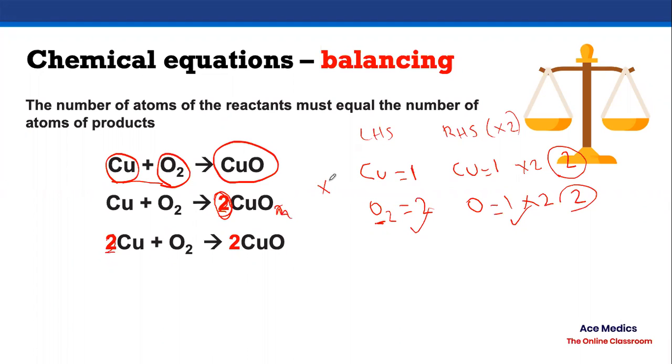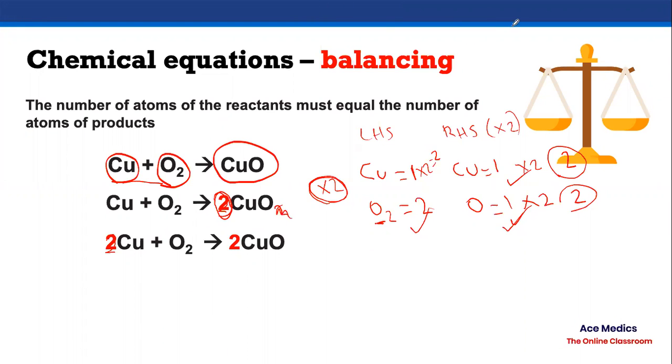If you put a big 2 in front of the copper, remember, when you put a big 2 at the start of a compound, you're timesing it, okay? So now we have 2 copper. We times that by 2. So now we have 2 copper and 2 oxygen atoms on the left-hand side, and we have 2 copper and 2 oxygens on the right-hand side. Okay, so does that make sense of how we balance things?